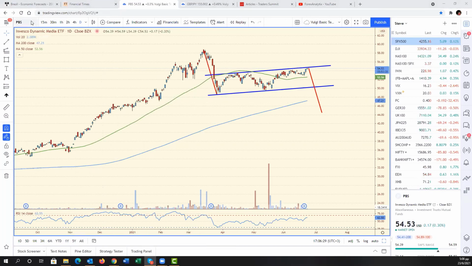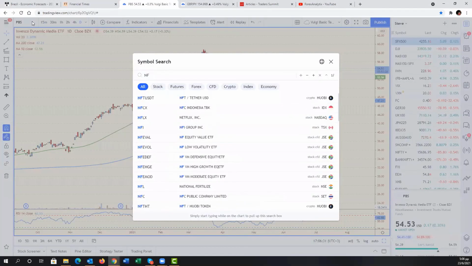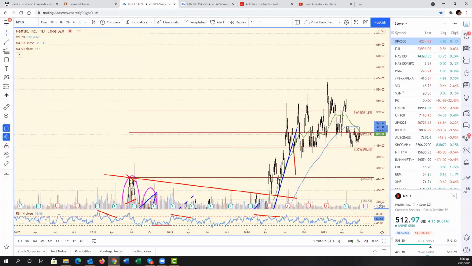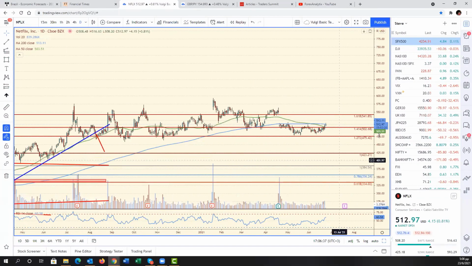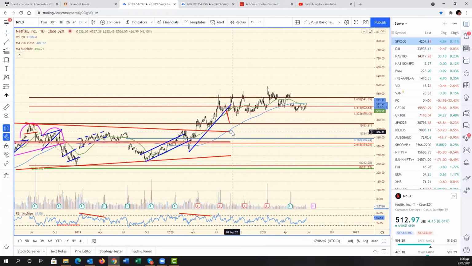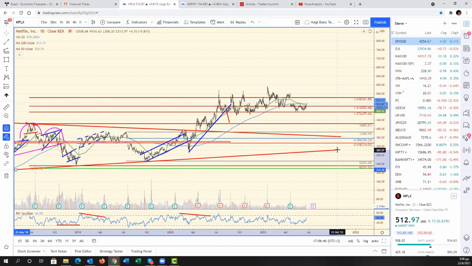Netflix. NFLX. Oh, yeah. What a nightmare. This was a very beautiful formation. Look how long I haven't checked this. This was a symmetrical triangle. It was obvious, right?